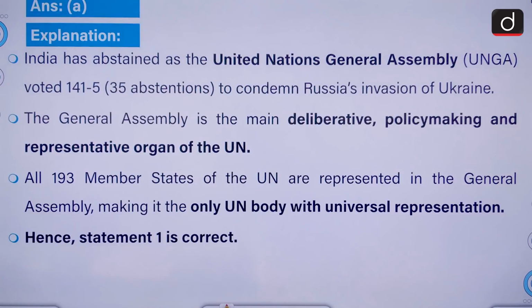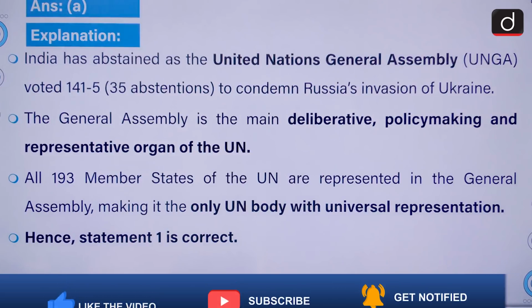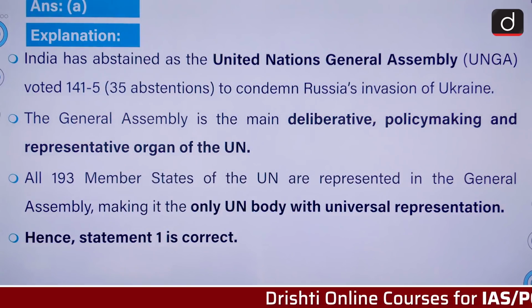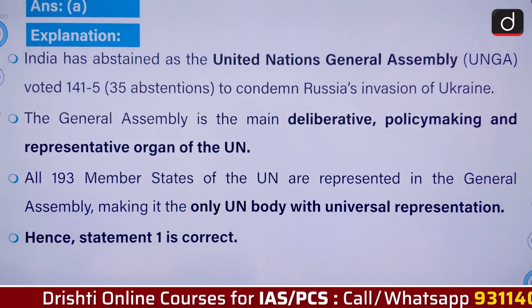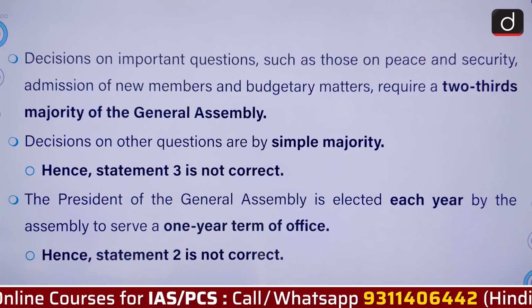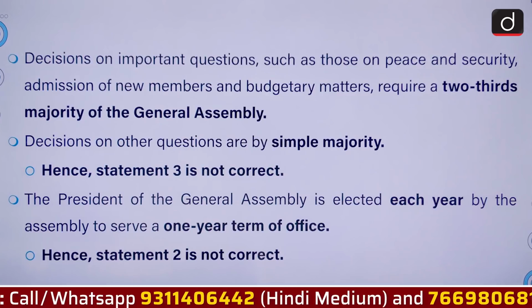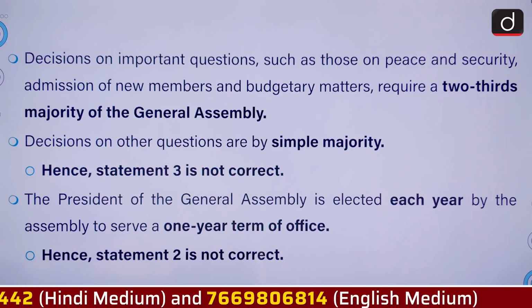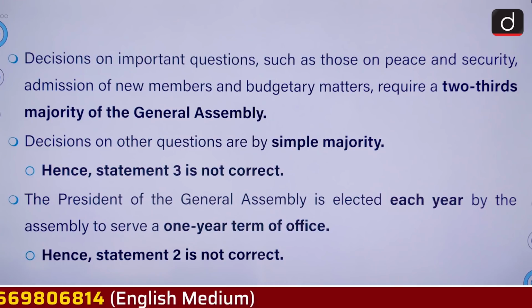India has abstained as the United Nations General Assembly voted 141:5, with 35 abstentions, to condemn Russia's invasion of Ukraine. The General Assembly is the main deliberative, policy-making and representative organ of the UN. All 193 member states of the UN are represented in the General Assembly, making it the only UN body with universal representation. Decisions on important questions such as those on peace and security, admission of new members and budgetary matters require a 2/3 majority of the General Assembly. Decisions on the other questions are by simple majority. The President of the General Assembly is elected each year by the Assembly to serve a 1-year term of office.